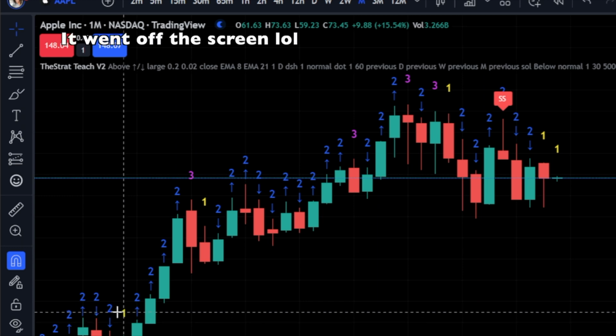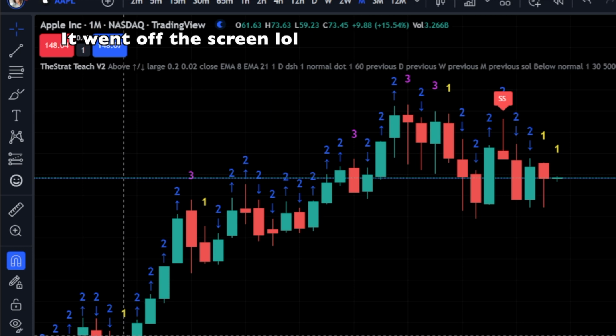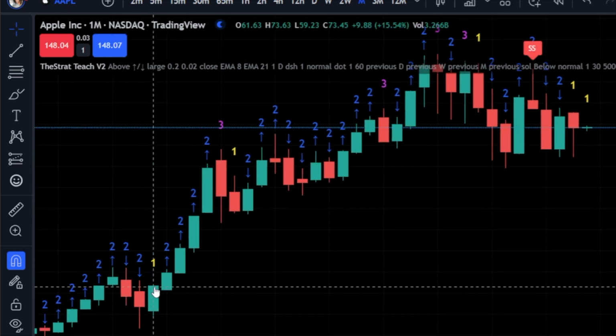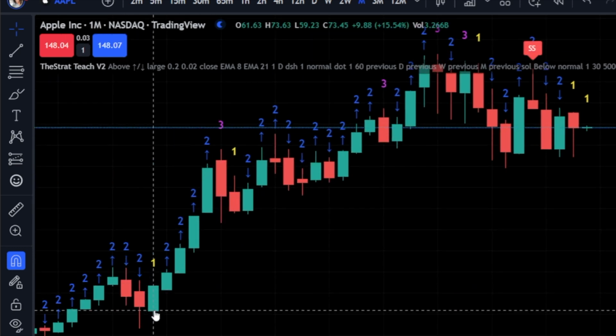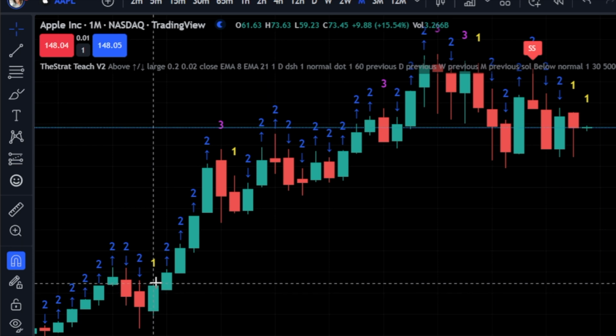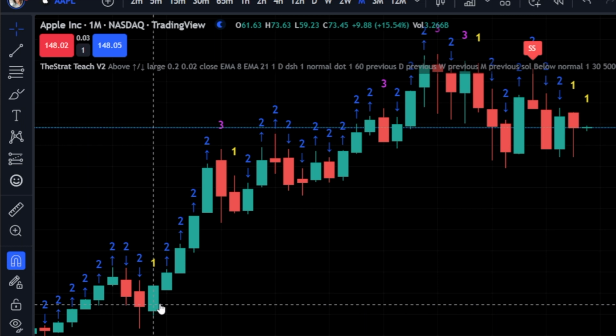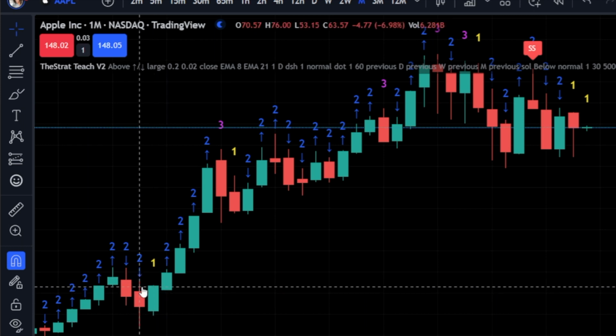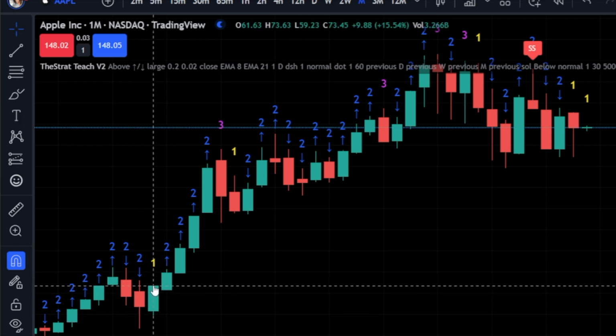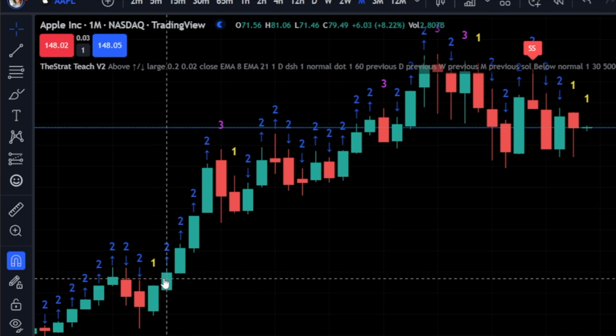An inside bar is just that. This bar from open, high, low to close stayed within the previous bar. The Strat numbers are based on what it does, and this stayed within. If it had not stayed, it would have turned into a 2.